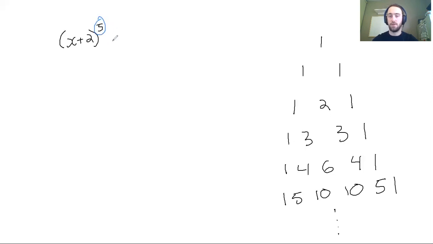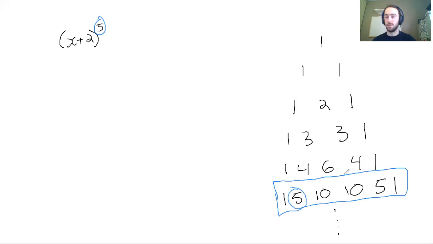Exponent is a 5. We look at our Pascal's triangle, and we simply look for a 5. We have a 5 right here. The 5 right after the structure indicates that this is our coefficients needed for the expansion of x plus 2 to the 5. So now, let's go ahead and expand x plus 2 to the 5. We're going to start with our first coefficient, which is a 1.